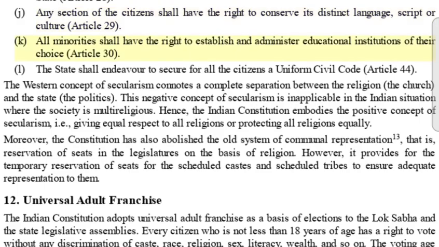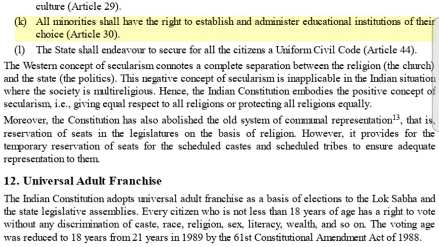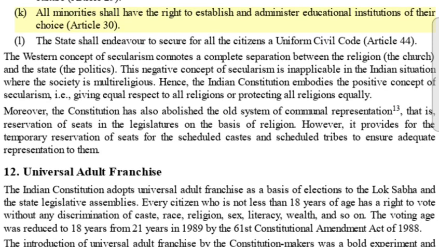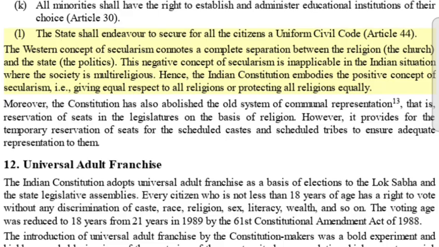Article 29. K. All minorities shall have the right to establish and administer educational institutions of their choice. Article 30. L. The state shall endeavor to secure for all the citizens a uniform civil code. Article 44. The Western concept of secularism connotes a complete separation between the religion, the church, and the state, the politics.